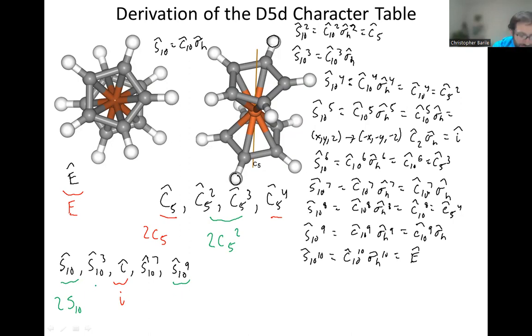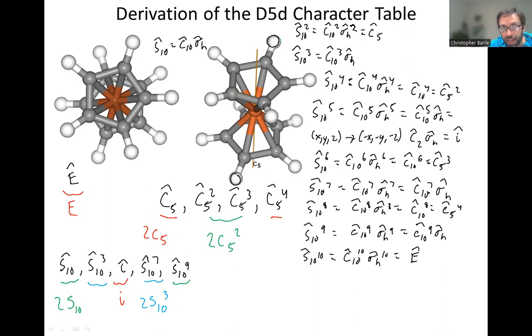And then same thing with grouping S10 3 times and S10 7 times. Those are going to be the same class. We're going to call that the 2S10 3 class. And these are going to be doing 36-degree rotations 3 times and then doing a flip, and that's either going to be in the clockwise or the counterclockwise direction.